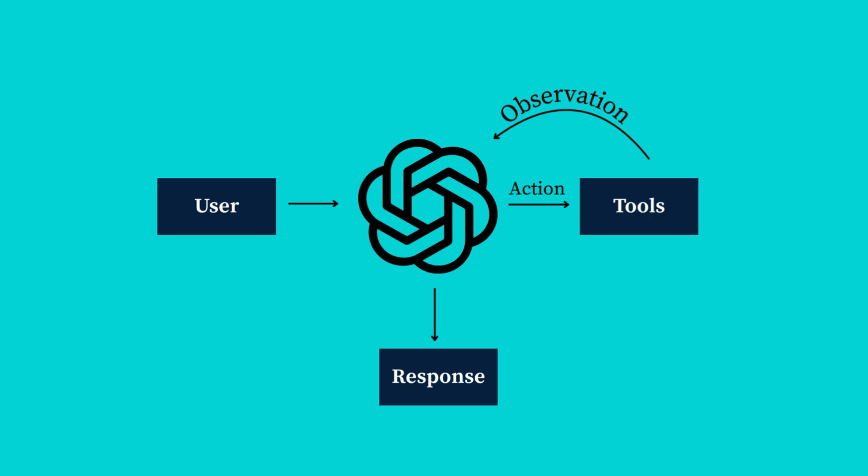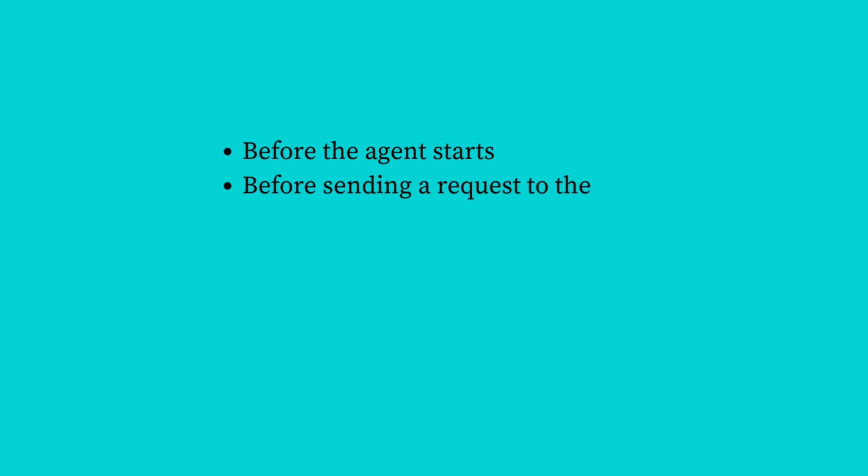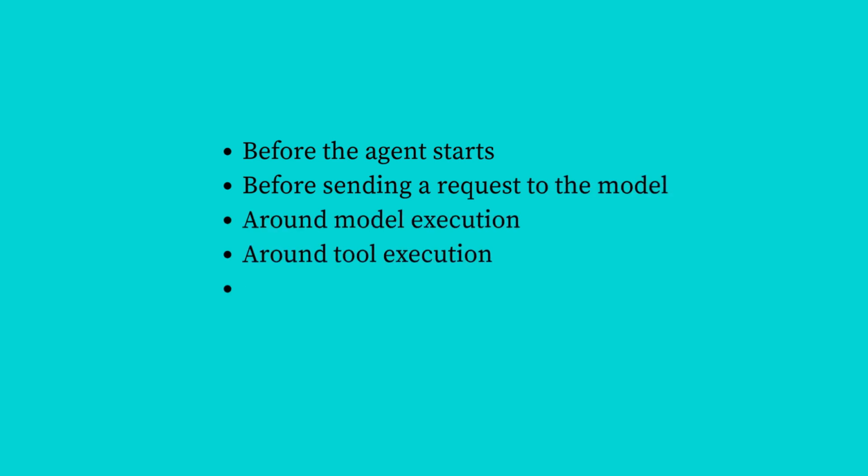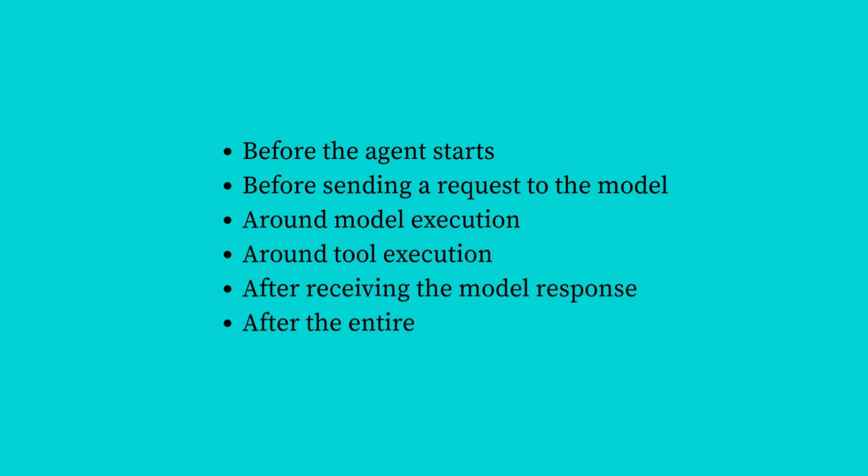Then where does middleware fit? Middleware exposes hooks before and after different stages of the agent execution process. Instead of directly moving from request to model to tool and then to the result, middleware allows us to intercept these stages. For example, before the agent starts, before sending a request to the model, around the model execution, around tool execution, around receiving a model response, and after the entire agent completes. This gives us the ability to customize and control the complete life cycle of the AI agent.